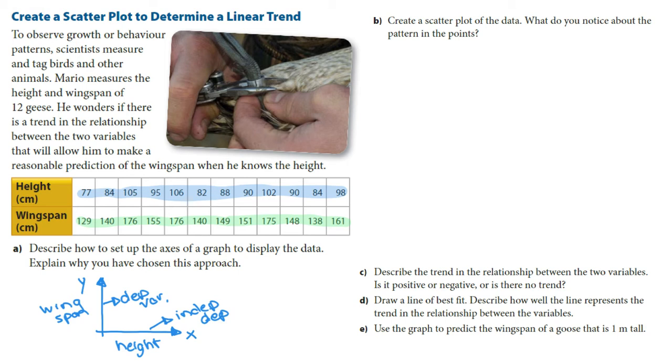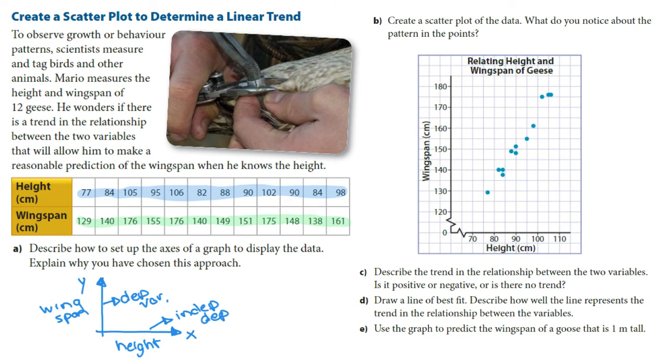Okay, so create a scatter plot to plot this data. We did scatter plots a little bit in the last section, and this is what the scatter plot would look like. So what we did is we took each piece of data. For example, height 77 and wingspan 129. Well, that's this right here. It's just above 75, so that would be 77, and it's just under 130, so 129. And we took each point and we plotted it on this graph.